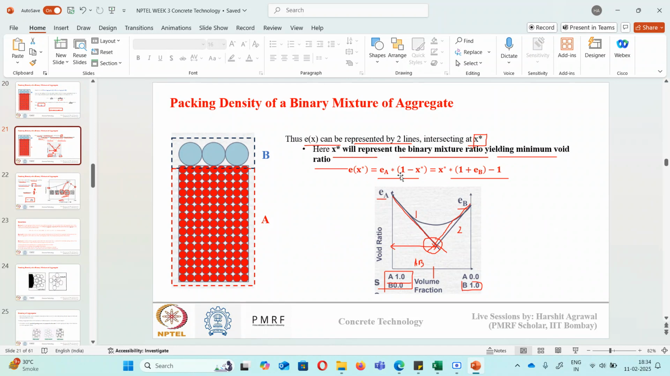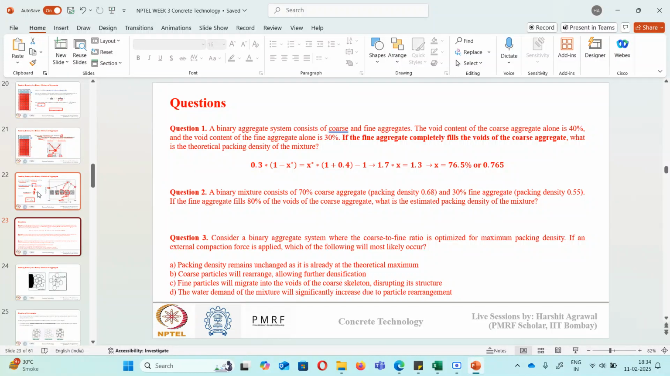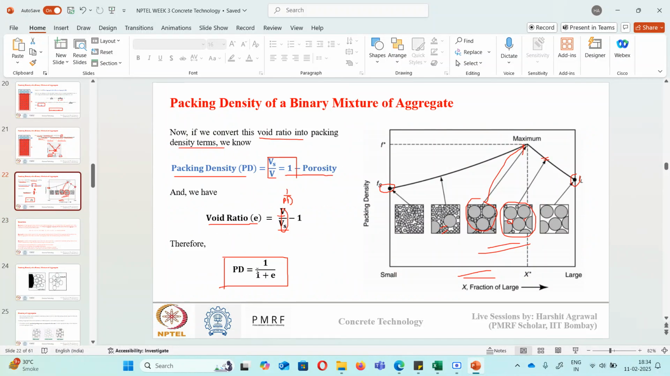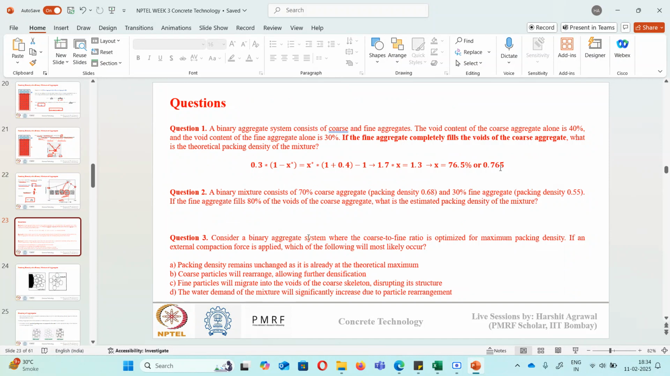Okay, this will be the value of my x. Okay, void ratio. And then you can calculate the packing density because you know this equation: PD is equal to 1 upon 1 plus E. So from that you can calculate the void ratio and packing density. Okay, so this is how we solve such questions.